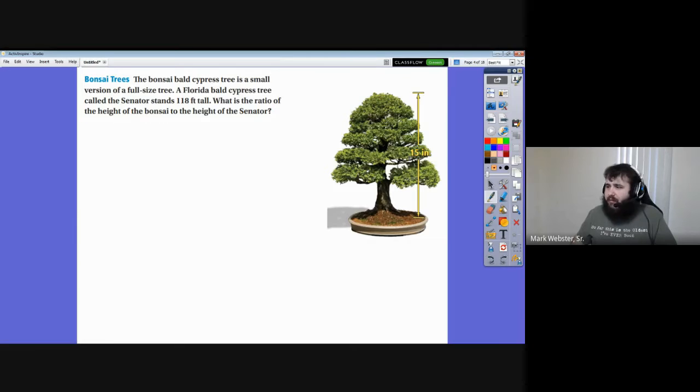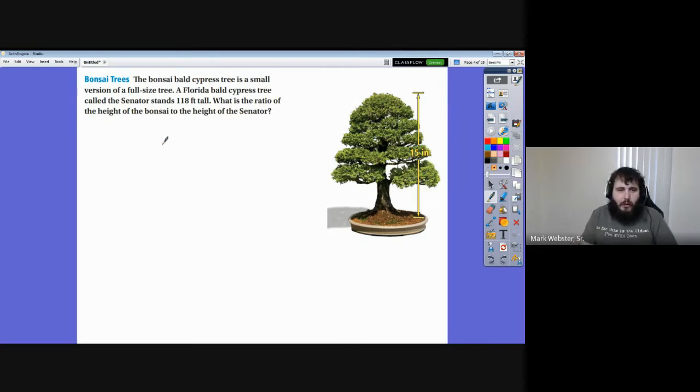So what we have here is a picture. This picture right here is of a bonsai tree. A bonsai tree is basically just a miniature tree. It's a real thing. Somehow they cultivate trees to get smaller and smaller and smaller, and voila, you have this little mini tiny tree. And oftentimes a bonsai tree is a miniature version of an actual tree that's big.